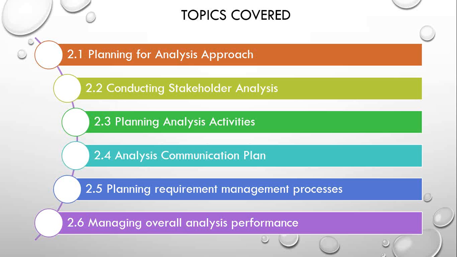So let's understand 2.1, which is planning for analysis approach: how to do that, conducting stakeholder analysis, planning analysis activities, analysis communication plan, planning requirement management processes, and managing overall analysis performance. These are the 6 different areas which are going to be covered as part of planning and monitoring, which is chapter 2.